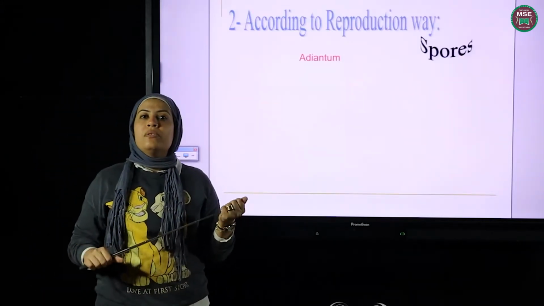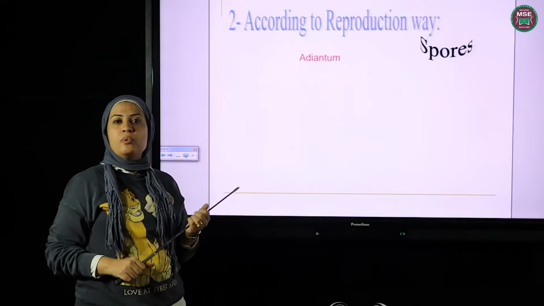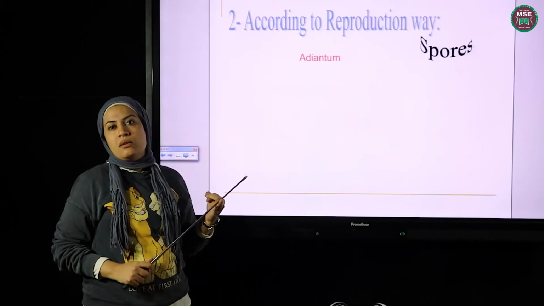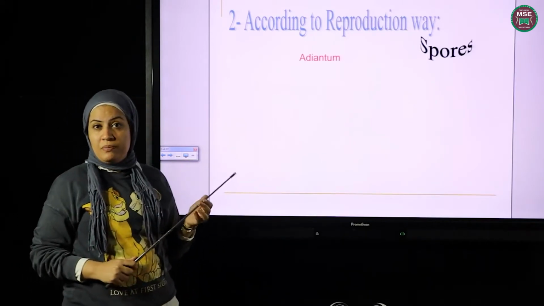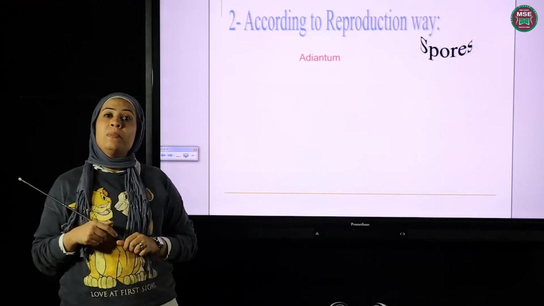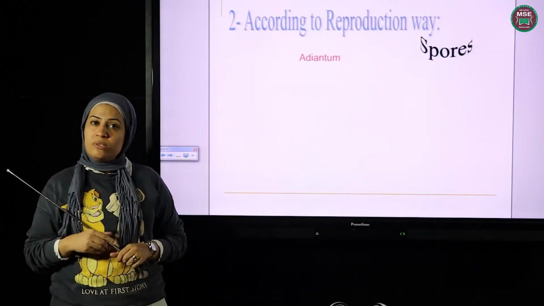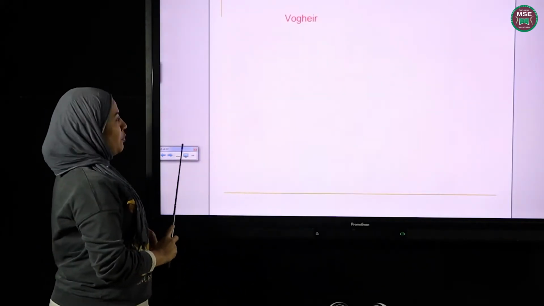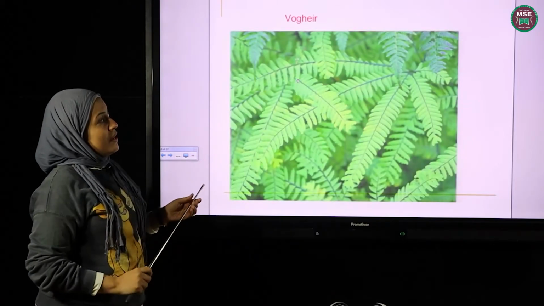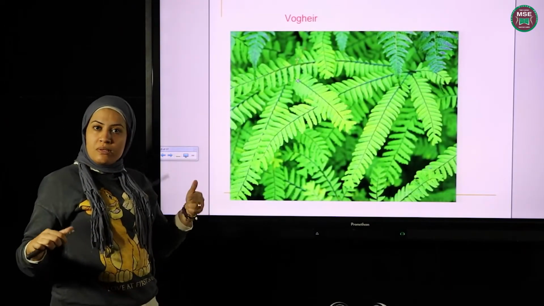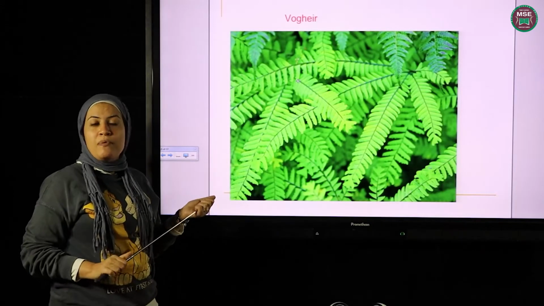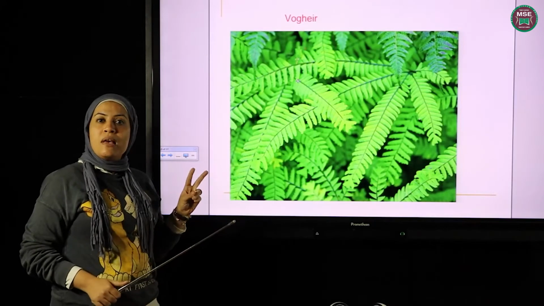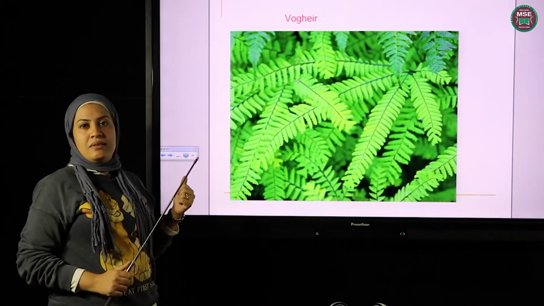Now we will talk about the reproduction, the way of reproduction. I have two ways of reproduction: by spores or by seeds. First, we will talk about by spores. I have some terrestrial plants that reproduce by forming spores, like adiantum and vulgare. These types of plants reproduce by making spores, or by formation of spores. They are called ferns, and I have two examples of ferns, like vulgare and adiantum.